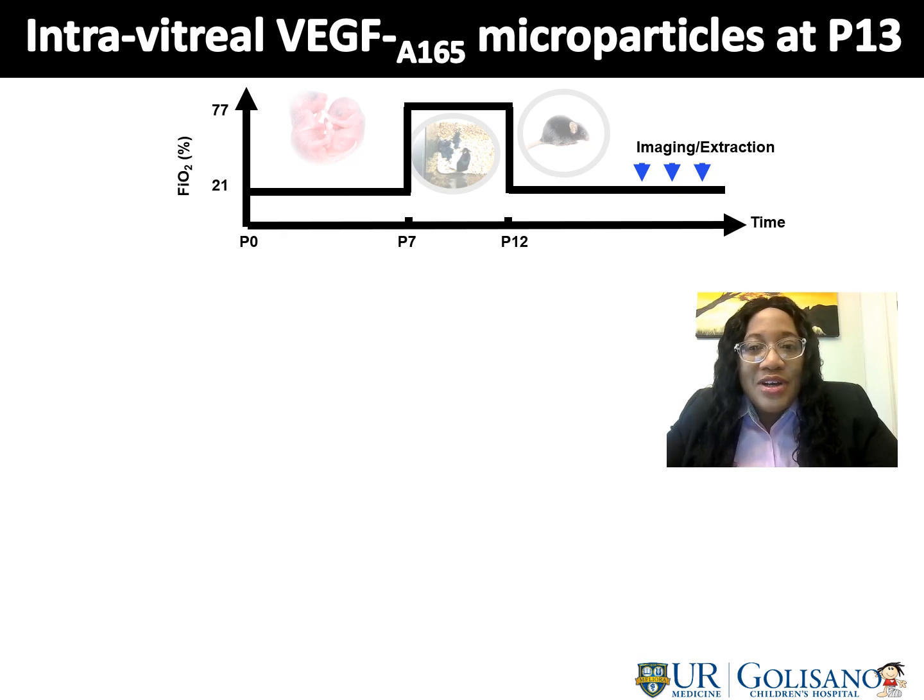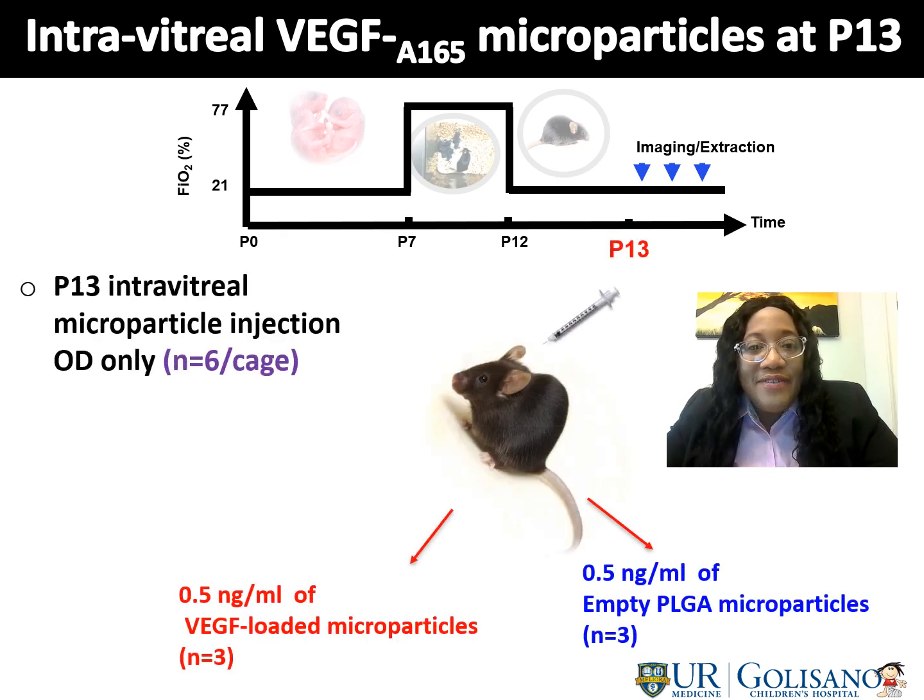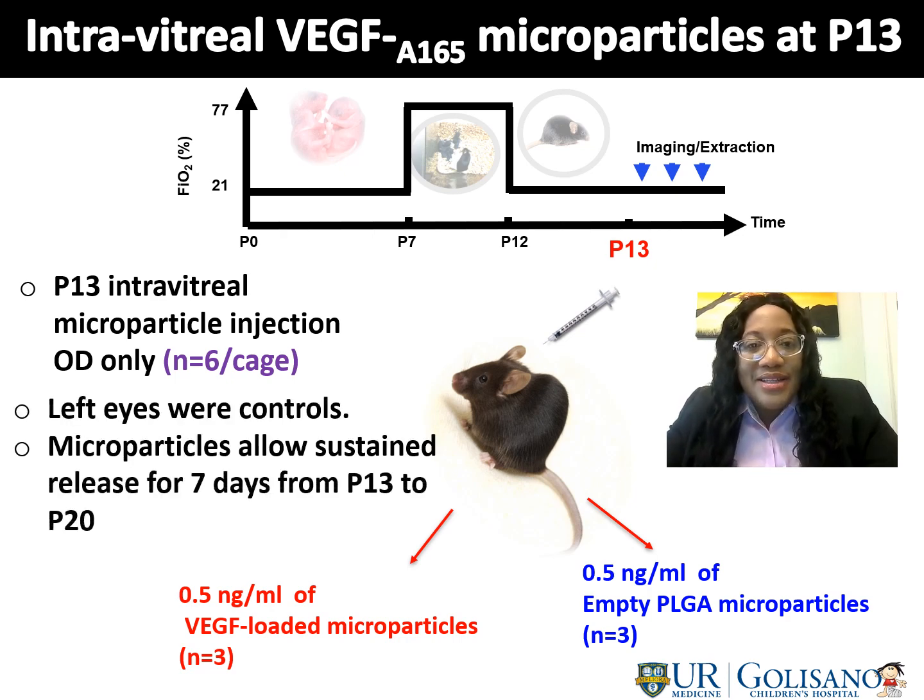Following induction of OIR, mice received intravitreal injections of pro-angiogenic VEGF A165A loaded microparticles or empty PLGA microparticles to their right eyes on P13, which I call early phase 2. The left eyes of each mouse were controls. The microparticles were programmed to allow sustained release for about 7 days.